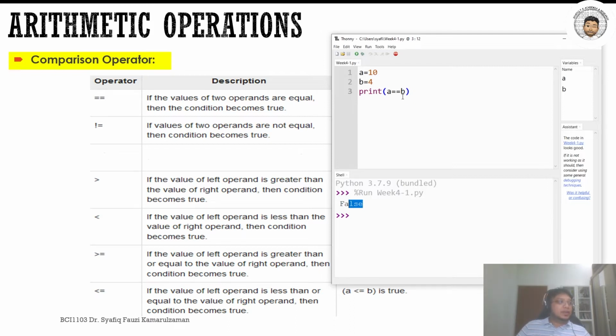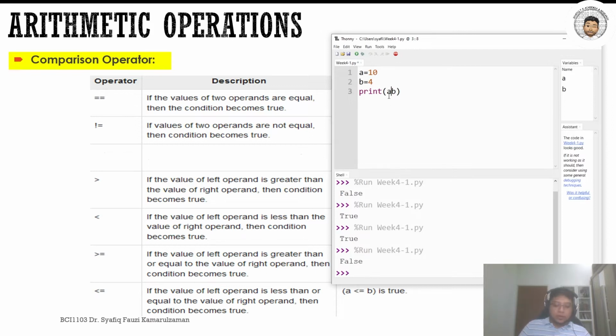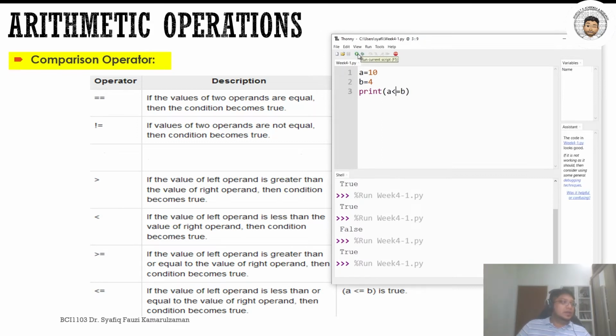Let's try again. If A not equal B, what is the answer? You get the answer true. This is exactly the result. It's either true or false. Or if you want to do other things, for example, if A is more than B, the answer is true. If it's less than B, the answer is false. If it's more or equal to B, the answer is true. Less or equal to B, the answer is false.